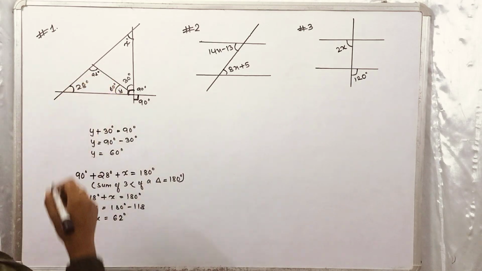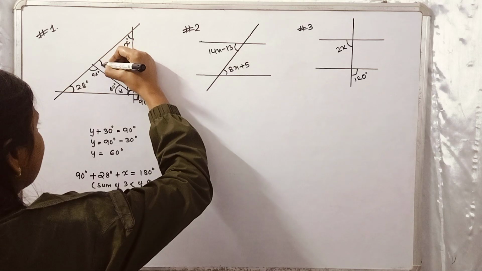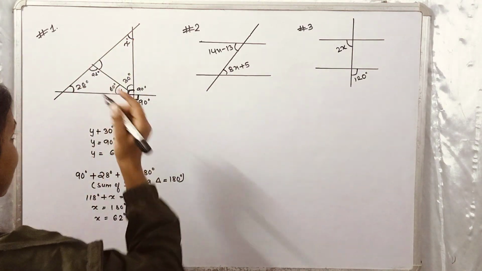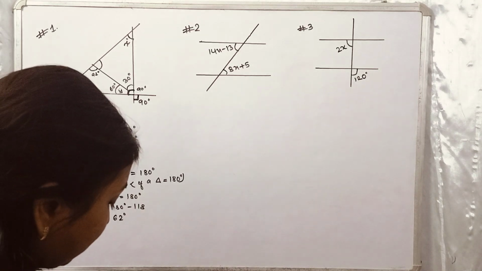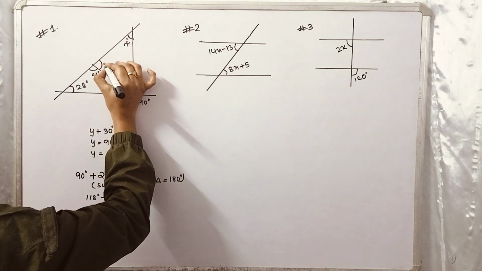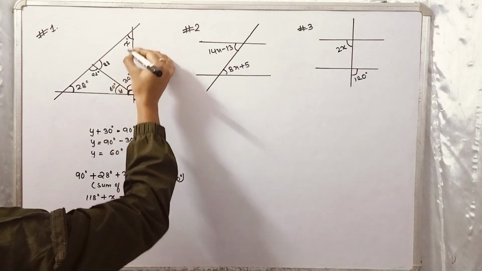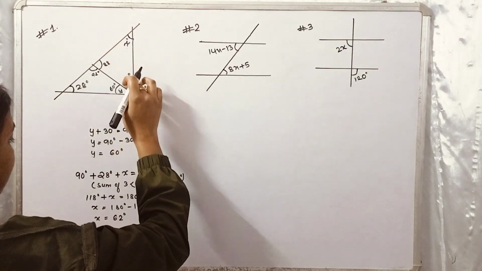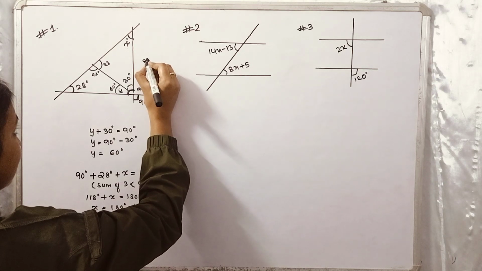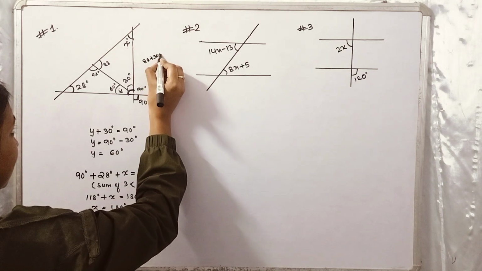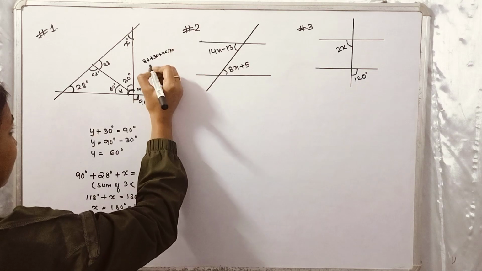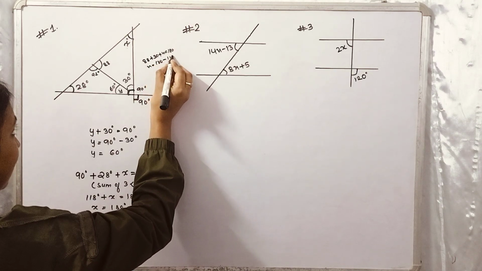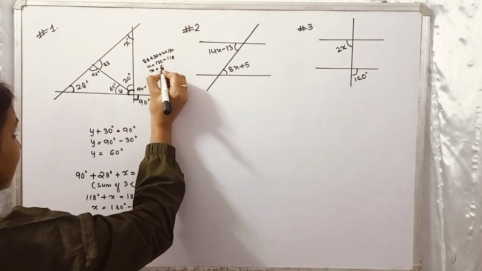Fine. So if this angle is 92, again this angle is 92 plus this angle is equal to 180 degree. Again same. So you will get this angle as 88. Now 88 plus 30 plus x is equal to 180 degree. x is equal to 180 minus 88, 98, 108, 118. So x is equal to again 62.